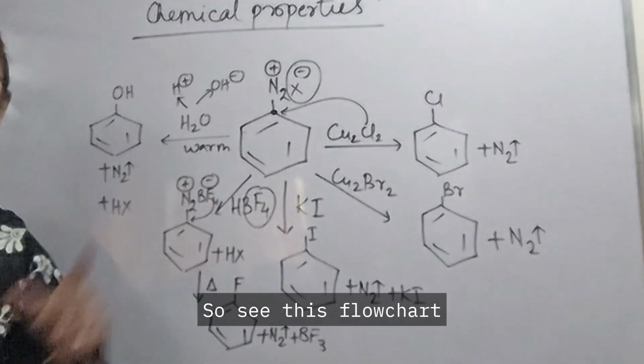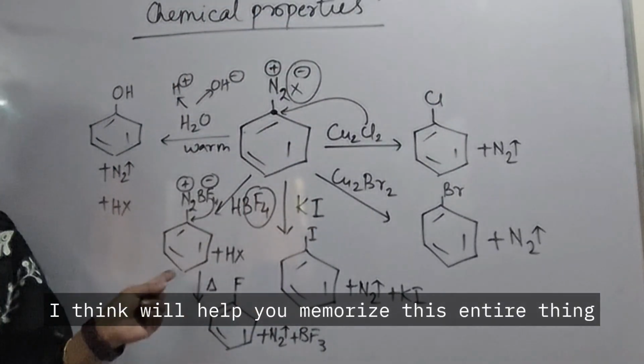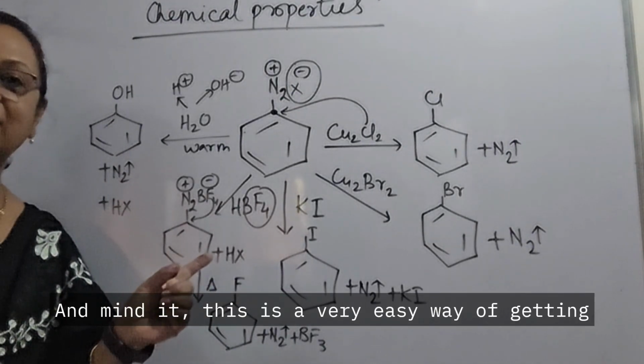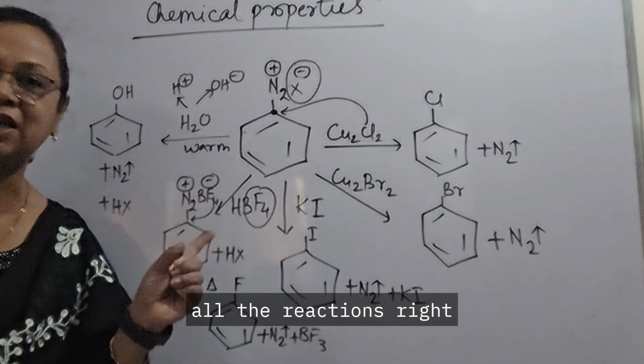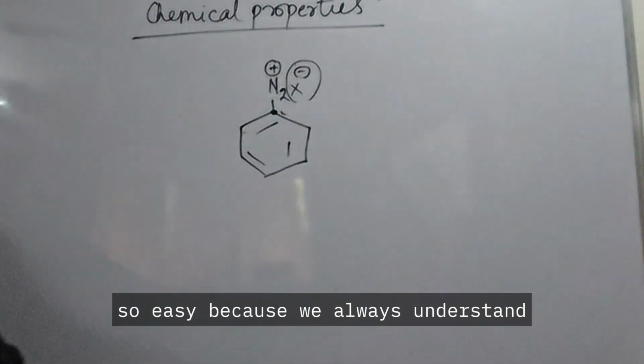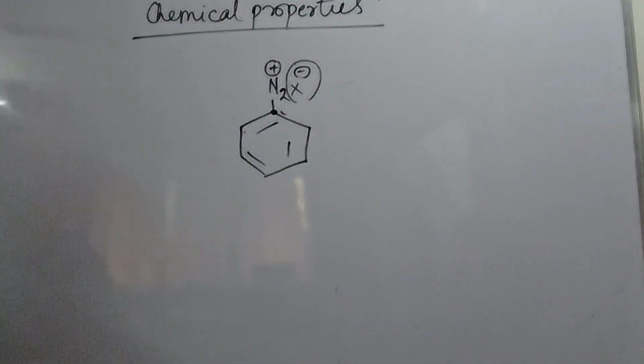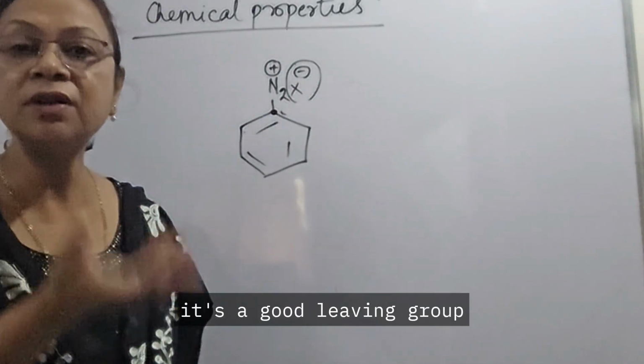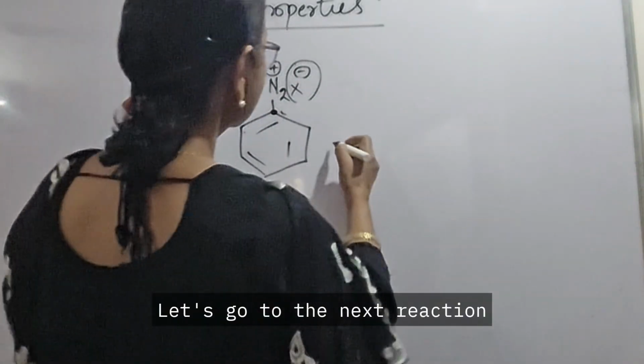So see this flowchart, I think it will help you memorize this entire thing and mind it. This is a very easy way of getting all the reactions right. These reactions are so easy because we always understand that nitrogen here evolves out as nitrogen gas. It's a good leaving group. Let's go to the next reaction.